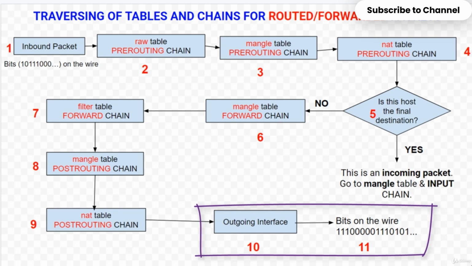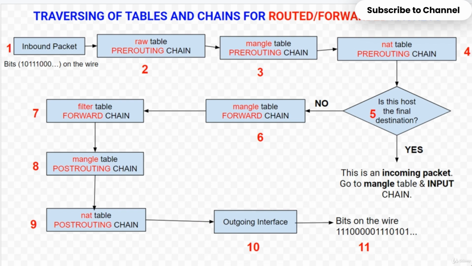The driver of the network interface transforms the packet into a frame, and the physical layer transforms the data frame into bits and sends these bits on the medium. Okay, that's how routed or forwarded traffic traverses the tables and chains of Netfilter step by step. Thank you.